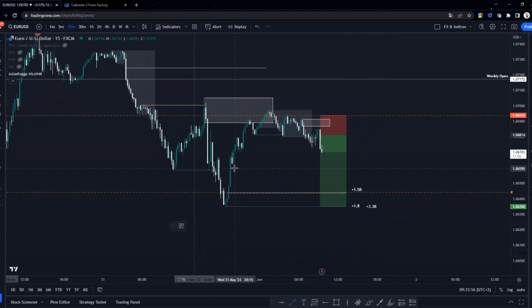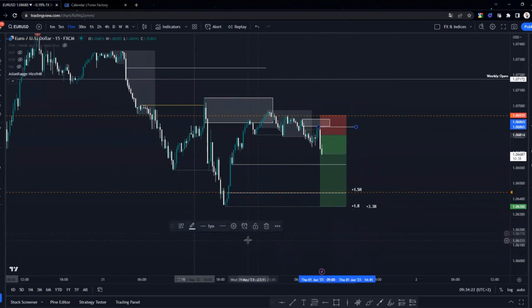I'll be monitoring this pair once price breaks below this point, and I look to potentially move my stop loss above this high here, exactly above this high. If price breaks below this low, I halve my risk. That would be the idea.